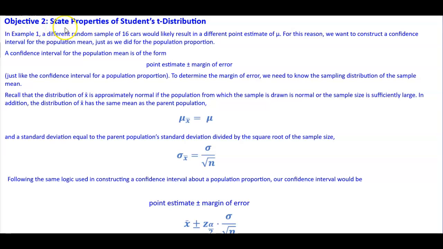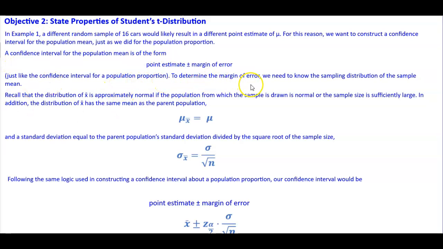Objective 2. State properties of Student's t-distribution. In example 1, a different random sample of 16 cars would likely result in a different point estimate of the population mean mu. For this reason, we want to construct a confidence interval for the population mean, just as we did for the population proportion. A confidence interval for the population mean is of the form point estimate plus or minus the margin of error, just like the confidence interval for a population proportion.